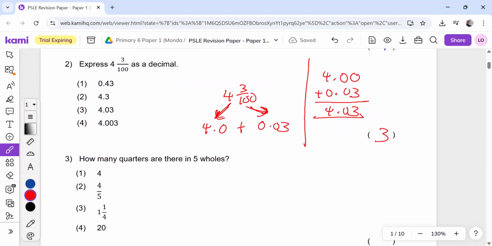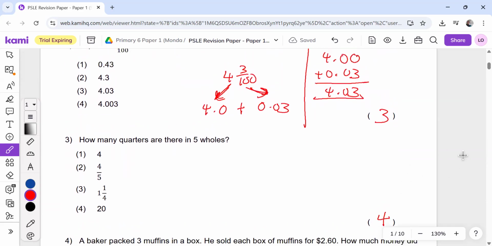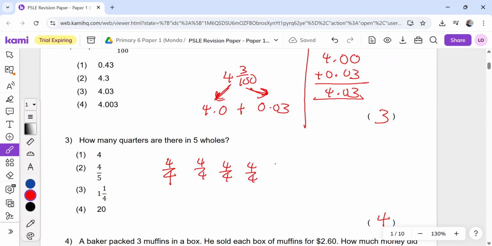Question number three. The answer is number four. How many quarters are there in five wholes? Now, one whole is four quarters. So if there are five wholes, you can actually write down like this: one whole, one whole, one whole. So now you got five wholes already, right? So if there are five wholes, how many quarters are there? You just add all the fractions and you will get 20 quarters.